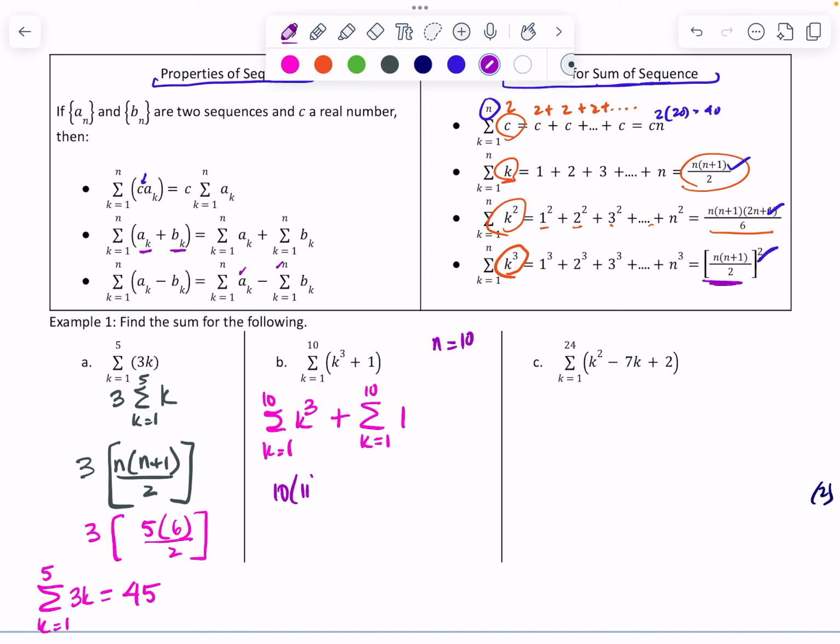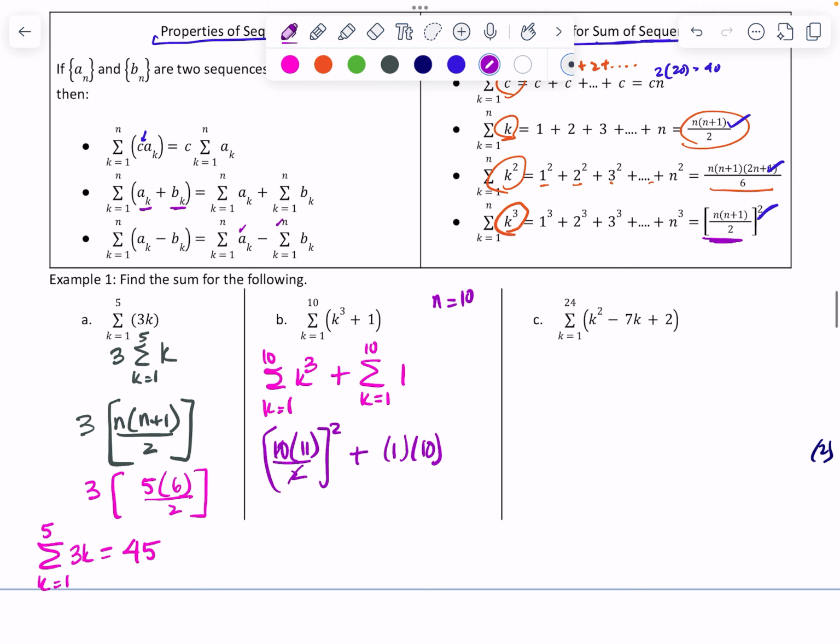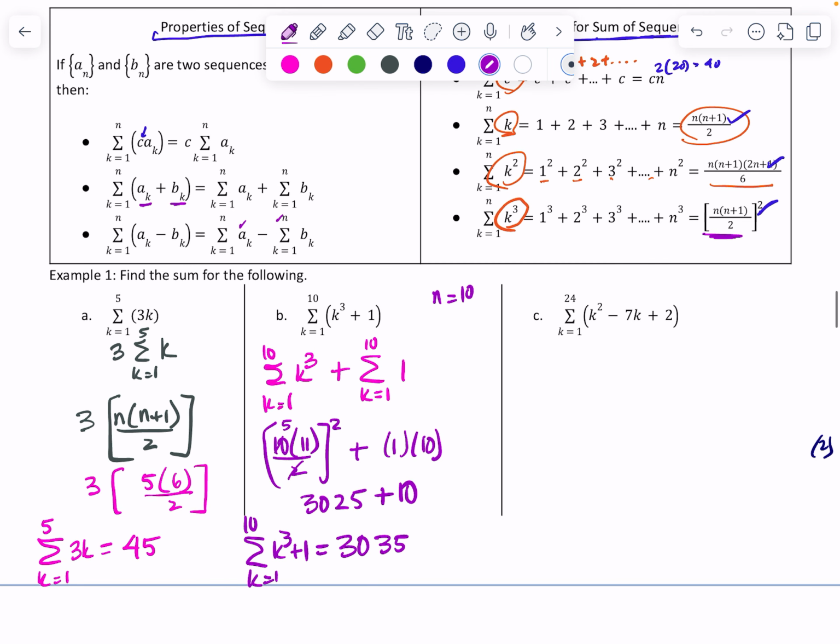10 times 11 over 2 whole squared plus 1 times 10. That's 5, that's 55 squared. I should have kept my calculator handy. 55 squared is 3,025, and then plus 10, so 3,035. The sum from k equals 1 to 10 of k to the third plus 1 is equal to 3035. Let's try the next one.